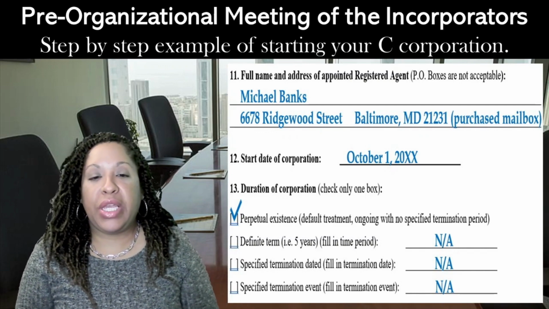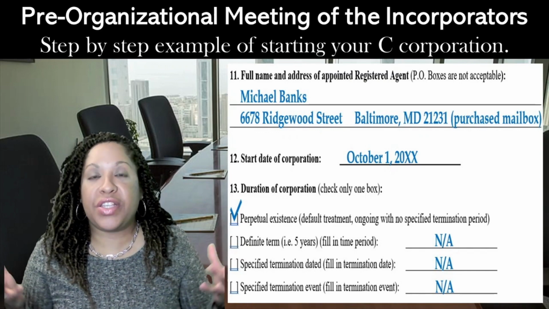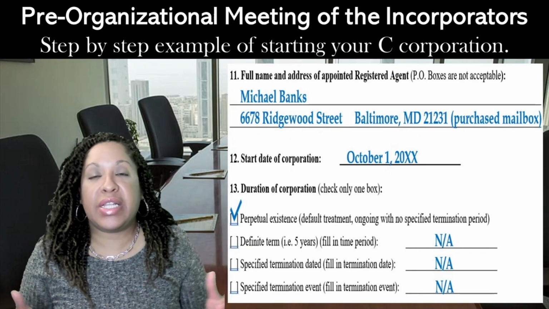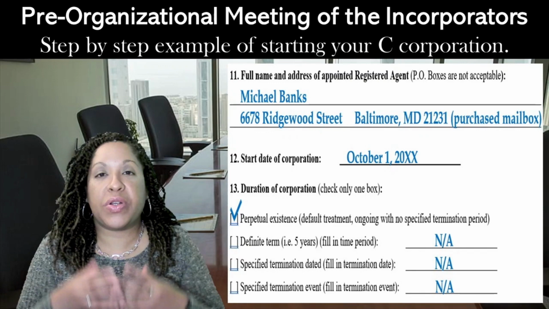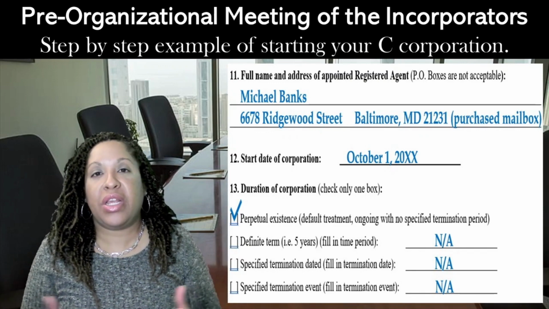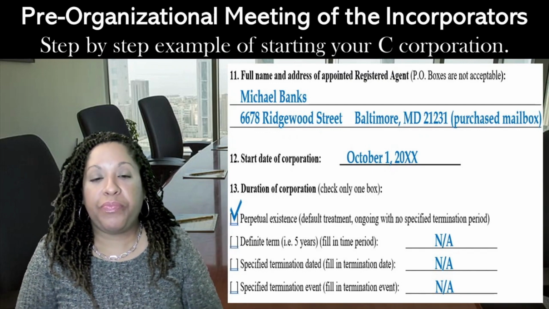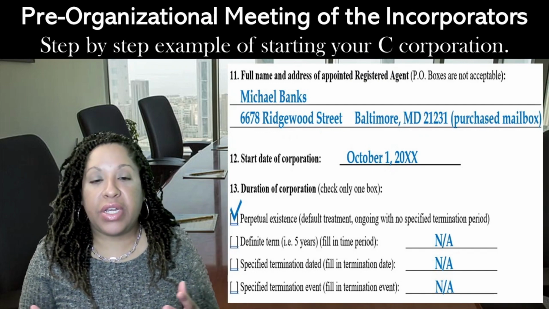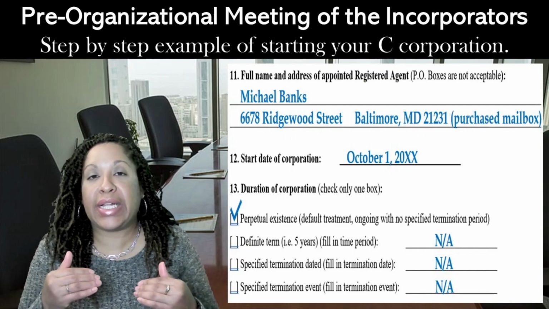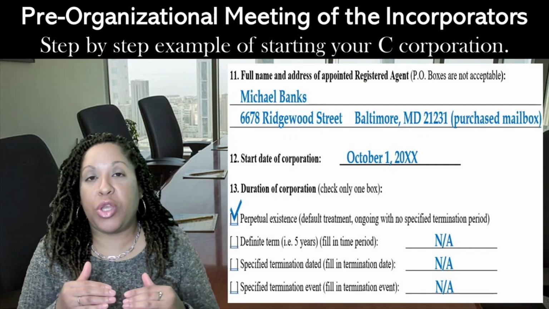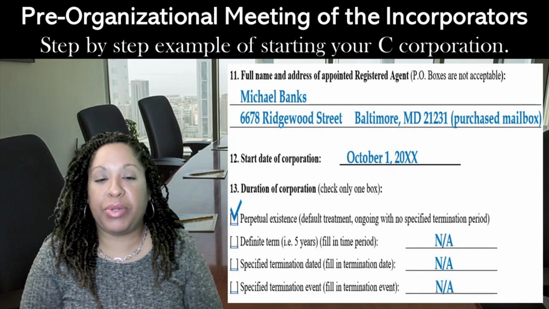Typically, a corporation will have perpetual existence, meaning it will just go on and on until something happens that the company needs to close, or there is a decision to close it. So we're going to mark that as a default. However, you might have a definite term, maybe 5 or 10 years. You know exactly how long you want the corporation to be open, and then it'll be closed. But this is not our case here, so we're just going to say NA, not applicable.